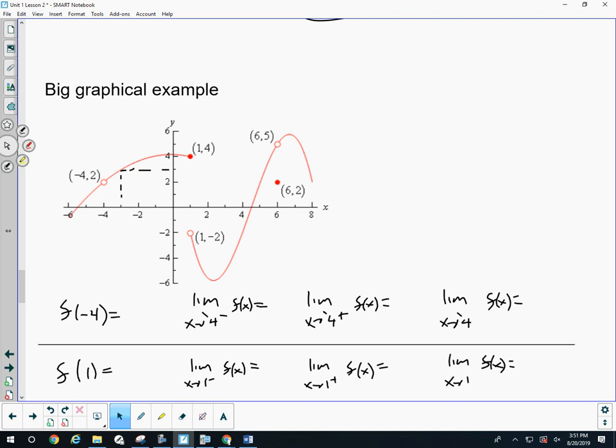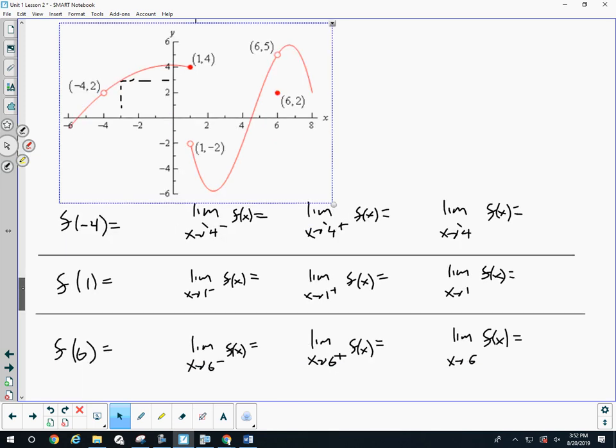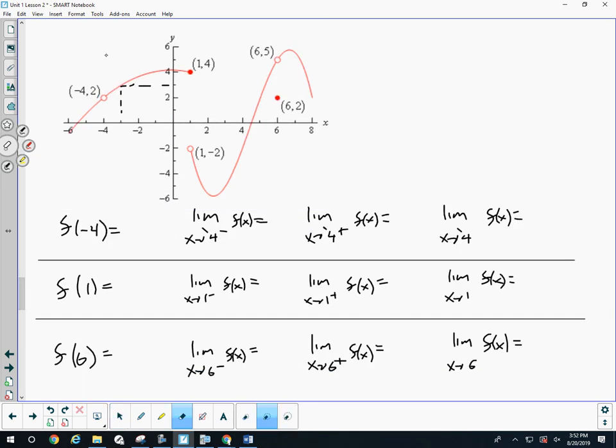We are focusing on graphs where we have interesting points, like at -4. I got something interesting going on. Let's talk about the limit there. At 1, I got interesting things going on. At 6, I have interesting things going on. Everywhere else, the limit would equal the function value. Okay? So, keeping that in mind, let's look at these interesting locations at -4, 1, and at 6.